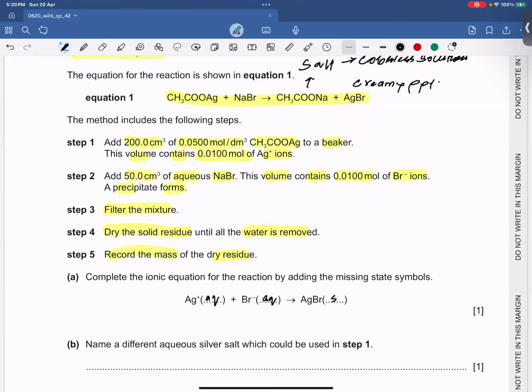By the way, moles of silver ions and moles of bromide ions are the same because of the 1:1 ratio in the equation, as you can see. सही है, ये दोनों 1:1 के रेशियो में हैं, इसके दोनों के मोल्स भी सेम.